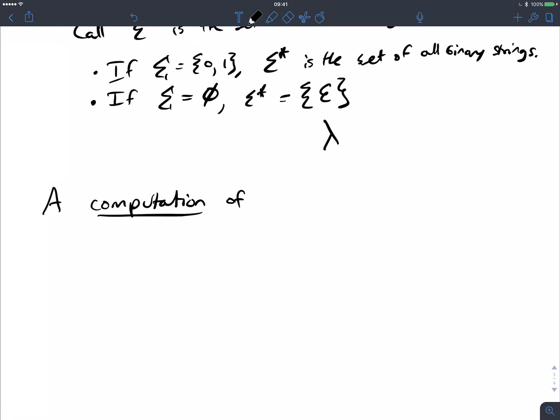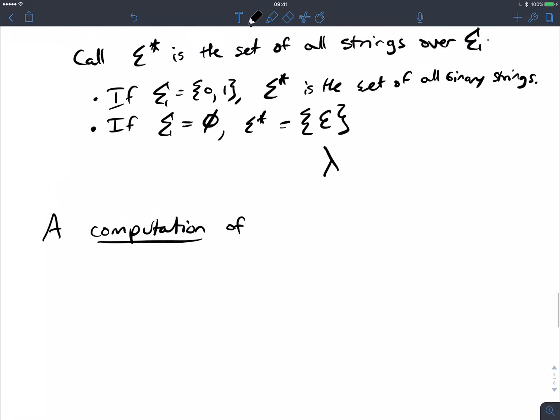There will be something about this in problem set 1, but the empty string is called epsilon. That is the empty string. That's the standard notation that we'll use. But I've seen and have had a class with lambda being the empty string.